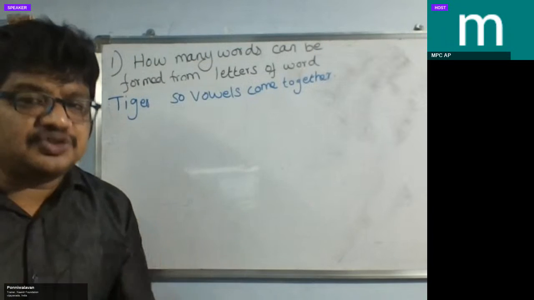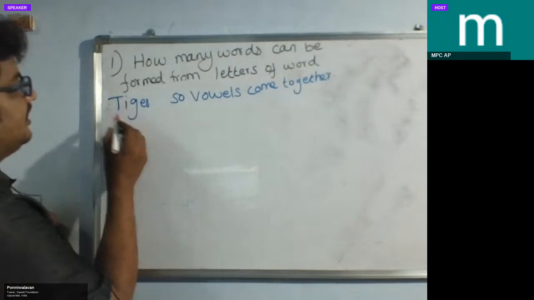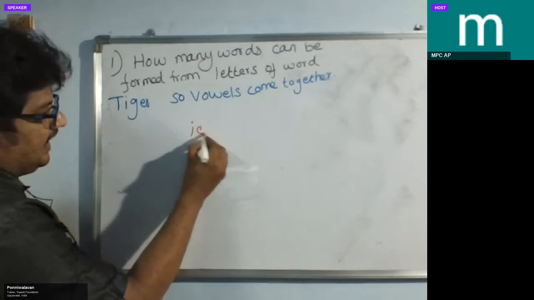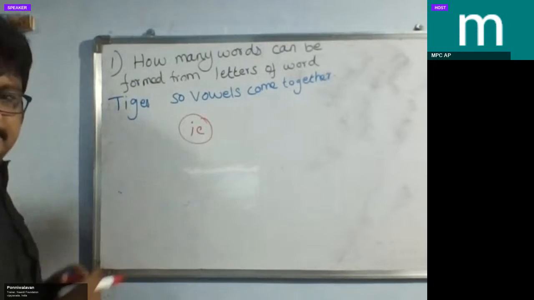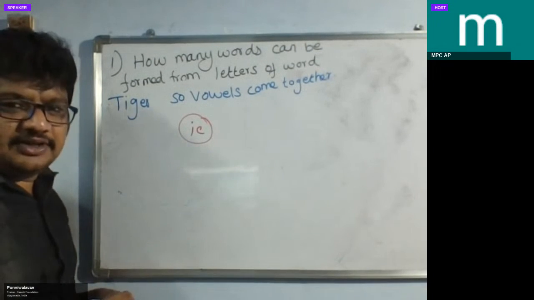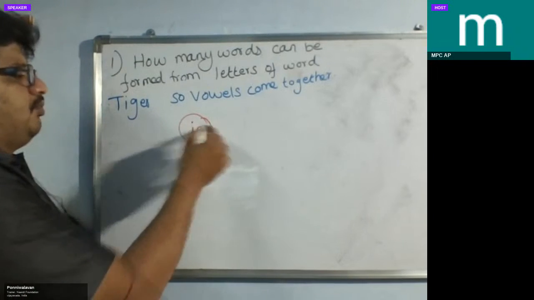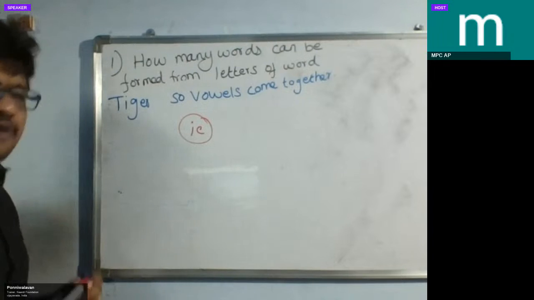Vowels must come together. Now, I and E must sit together. Nobody is allowed to sit between them. Both I and E should always come together.